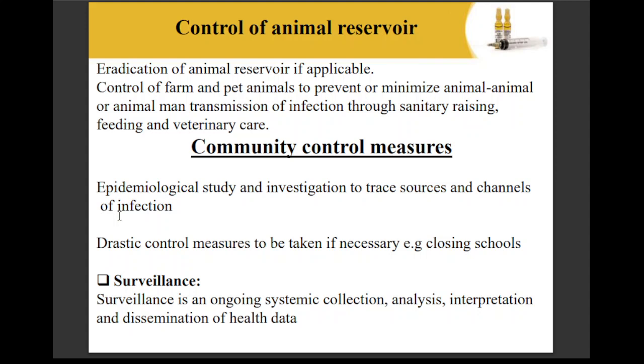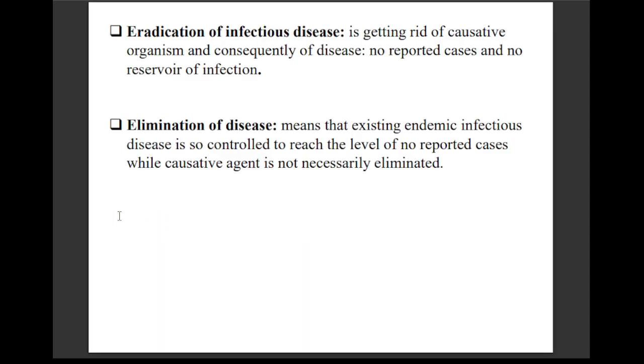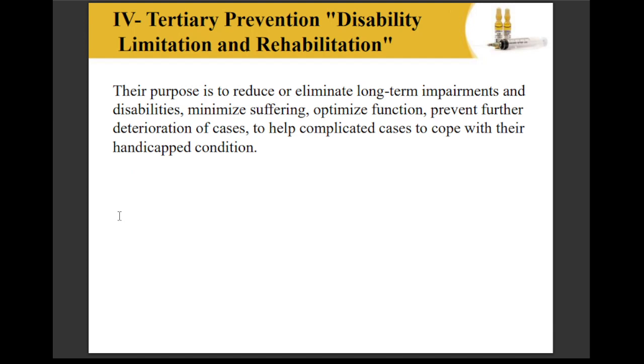Surveillance is an ongoing system, that is, systematic collection, analysis, interpretation and dissemination of health data. Eradication of infectious disease is getting rid of the causative agent and consequently of that disease. No report of cases means no reservoir of infection, so we can say it is eradicated. Elimination of disease means that the disease still exists but the number of cases is below the threshold. The tertiary preventive measures are disability limitation and rehabilitation.